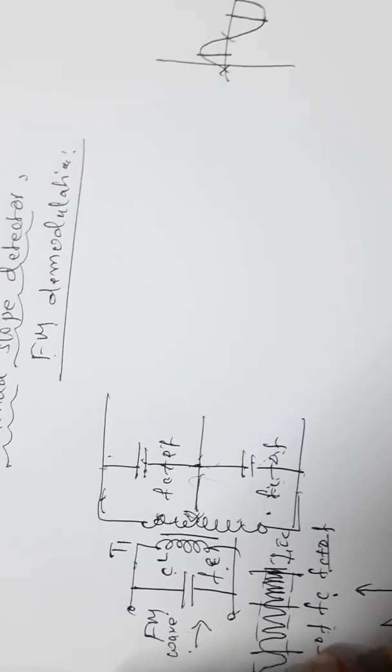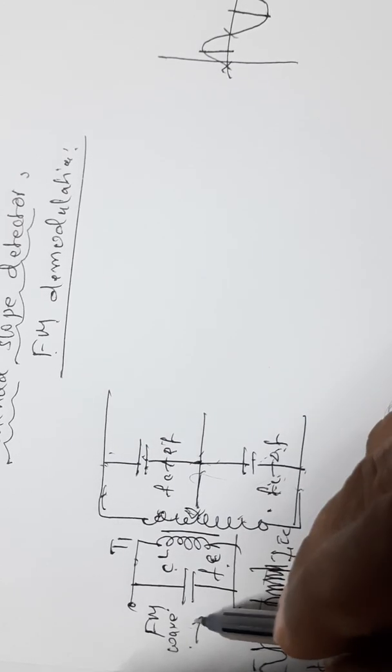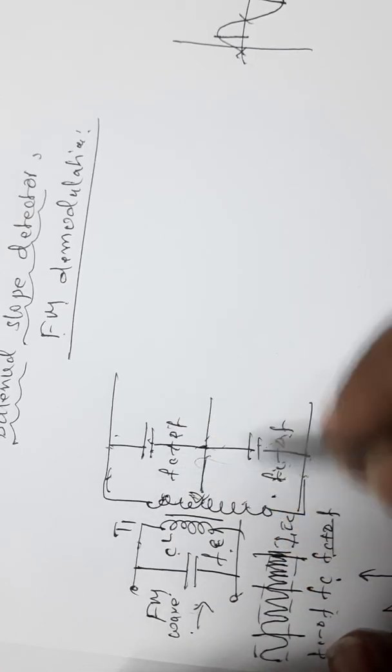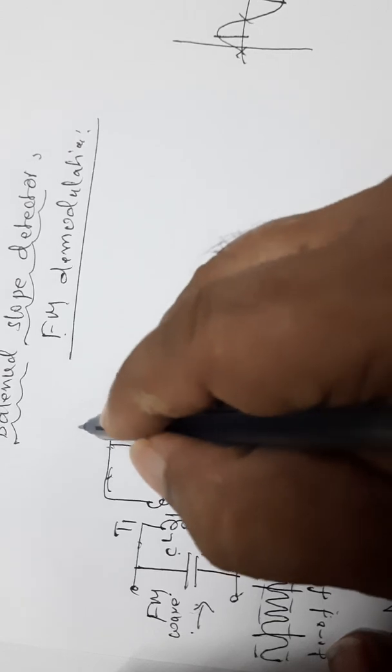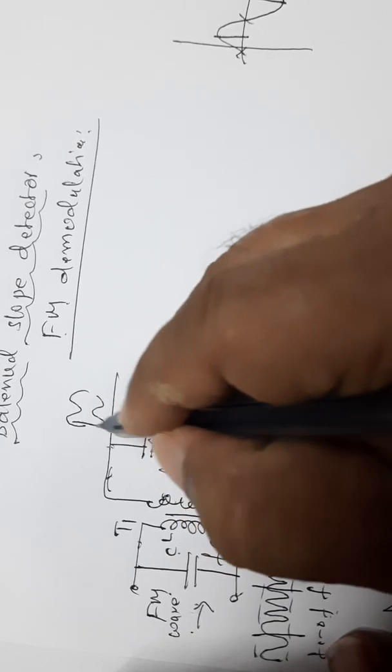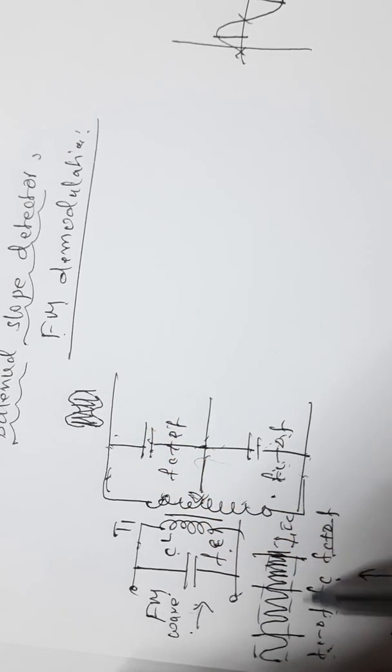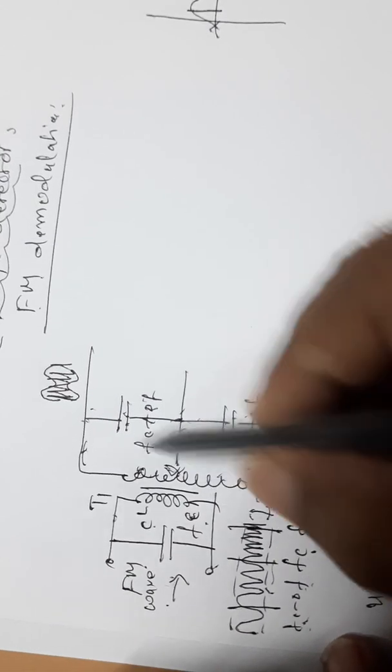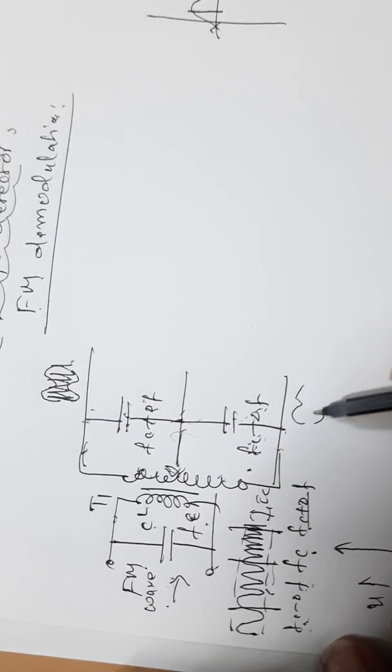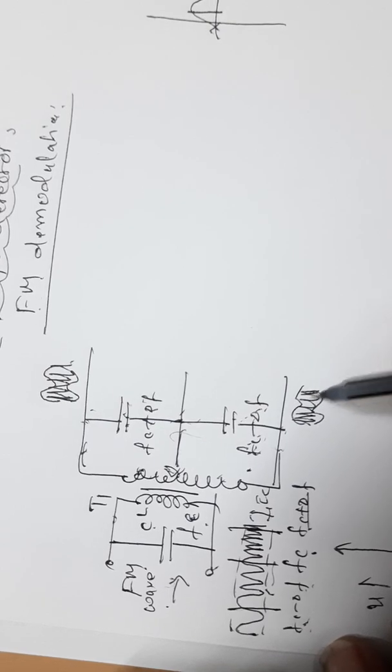Now, this FM wave, after passing through this upper and lower transformer, you get an AM wave, that is, an amplitude modulated wave. That is, this FM wave is converted into an amplitude modulated wave. This is our amplitude modulated wave.